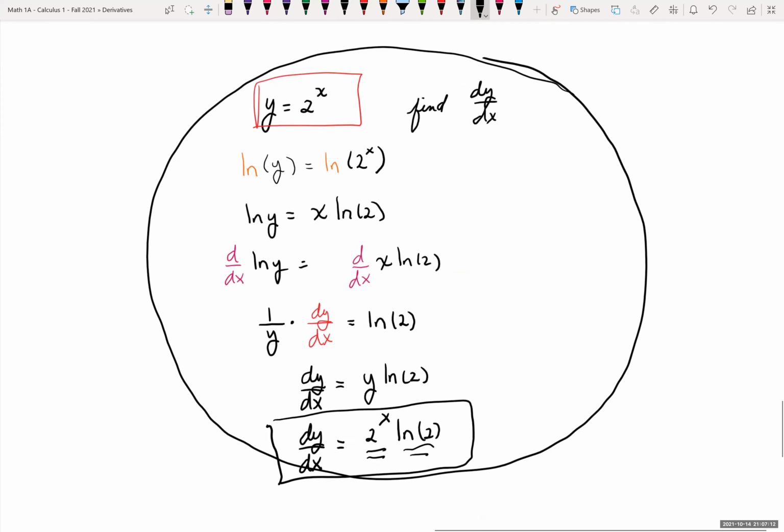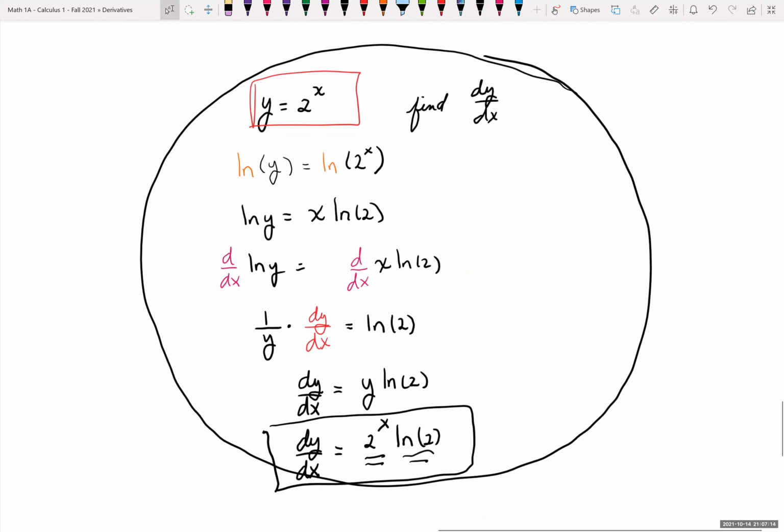Would you have to use the chain rule too if, say, the base instead of 2 to the x is like 2 to the x to something? Yes. Okay. Yes. Yeah, so if it had been 2 to the x plus 1, we'd have to use that chain rule. Let's see, there might be something similar to that in the book.